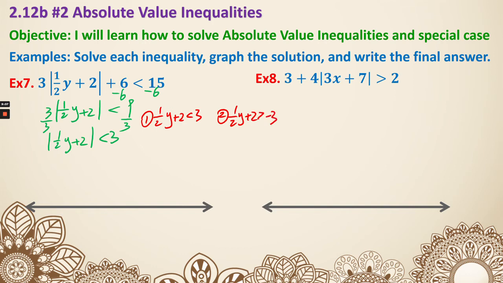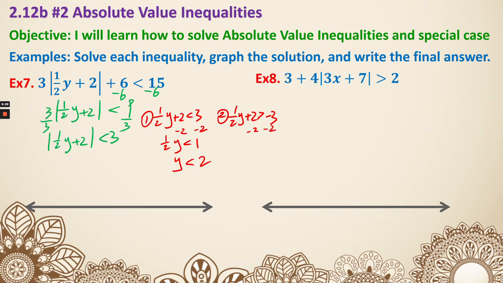And if you're like, why did you subtract 6? Why didn't you divide by 3 first? You can choose to divide by 3, but then you are going to need to make sure you divide by the 3 on every single thing. Now next, I'm going to subtract 2 on both sides. So 1/2 y is less than 1. Multiply both sides by a 2, y is less than 2.